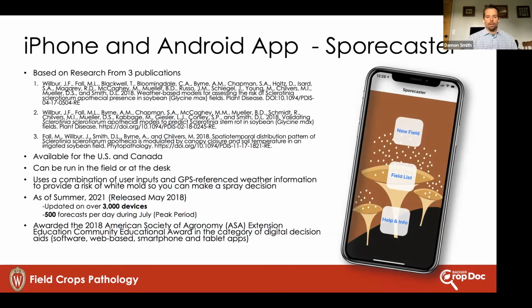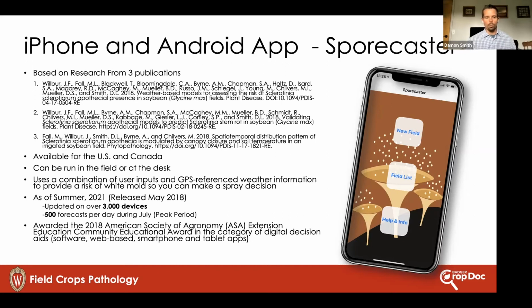So we did quite a bit of work. I'm not going to take you through all the research and statistics and things. There are 3 publications that back this work up. But what we did is we developed an app, which is a disease prediction tool that uses GPS reference weather information to provide the risk of whether those mushrooms are going to develop or not. This is, again, a free app that can be downloaded for both the iPhone or Android platforms.